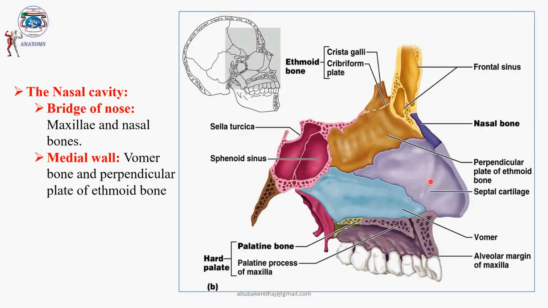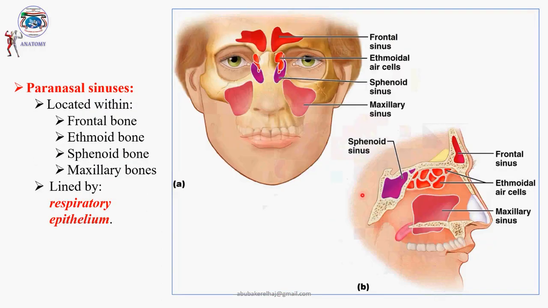This nasal septum consists of a cartilaginous part, as you see here, and also the perpendicular plate of the ethmoid bone in the superior position, and inferiorly we have the vomer bone, which acts as the septum bone to separate the nasal cavity into equal halves, the right half and the left half of the nasal cavity. Around the nasal cavity we have the pneumatic bones.